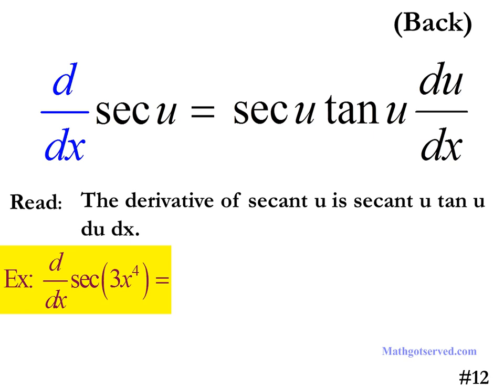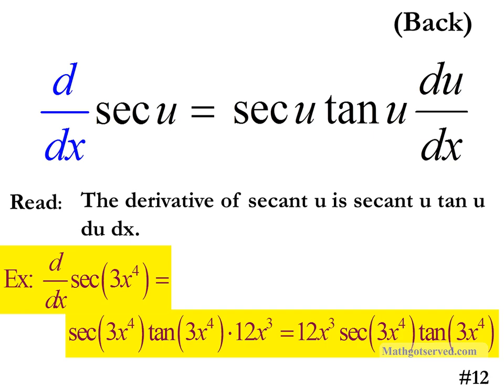An example: what is the derivative of secant of 3x to the fourth power? We're going to apply the chain rule here. u in this case is 3x to the fourth. So we have secant u tan u, where u is 3x to the fourth, times du/dx, as illustrated in this formula.